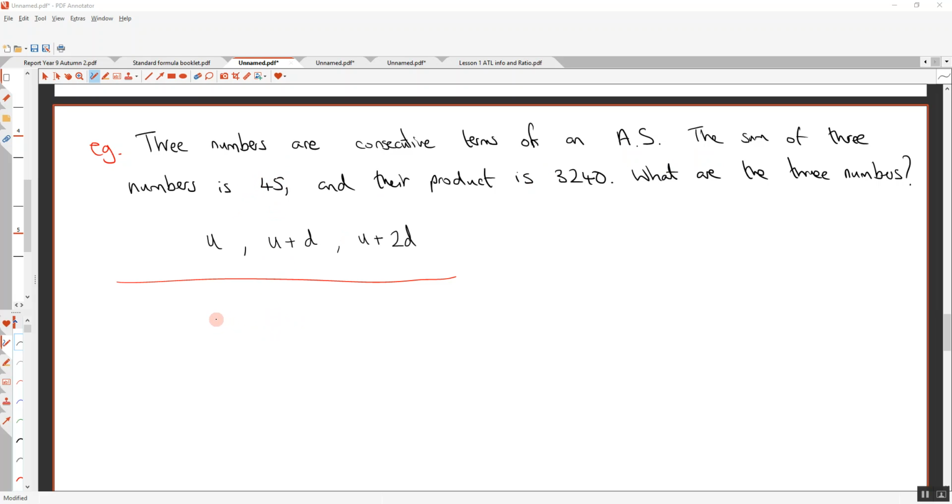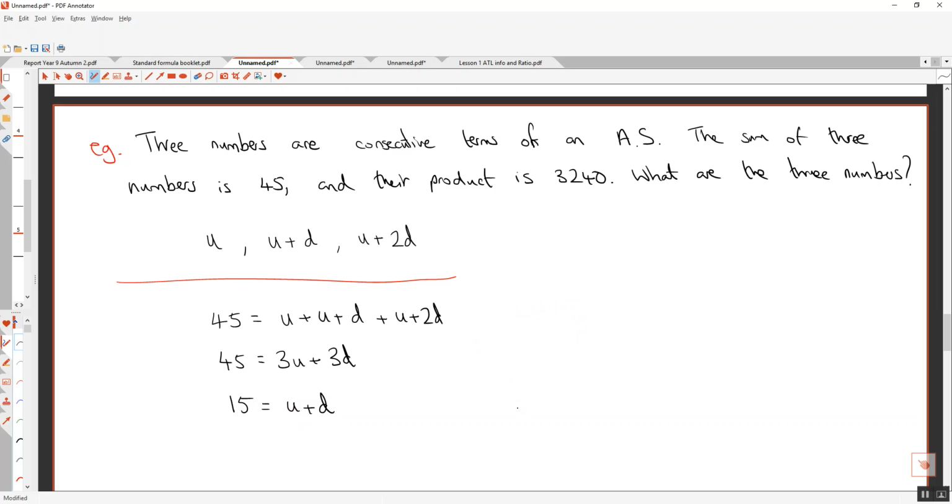So, all right. 45 equals 3u plus 3d. What do you want to do next? Divide by 3. Okay. That's where I'm at now. So 15 equals u plus d. Okay, now what am I going to do?